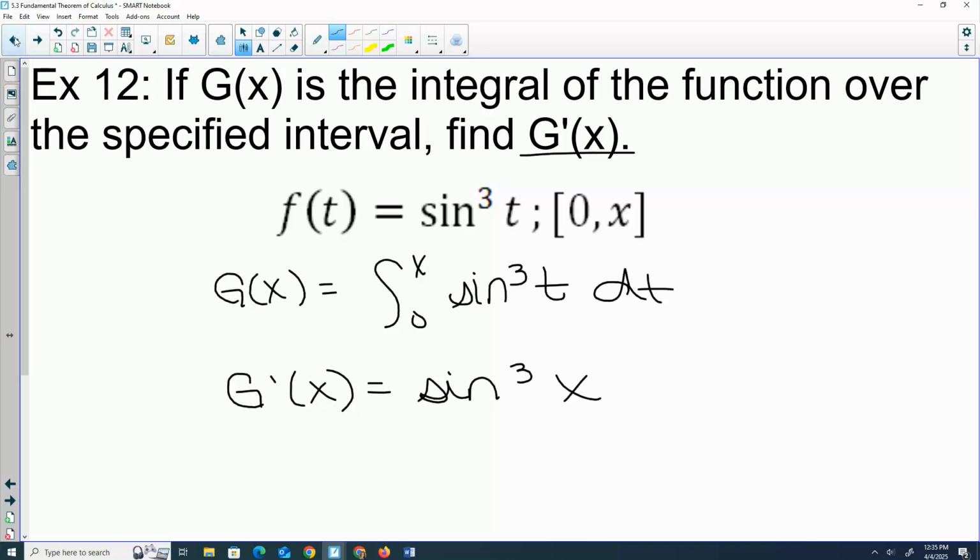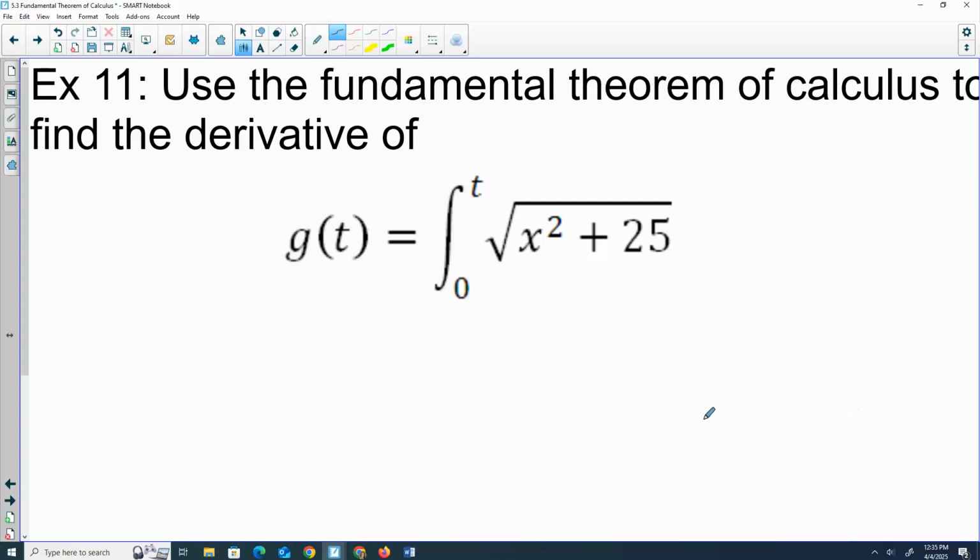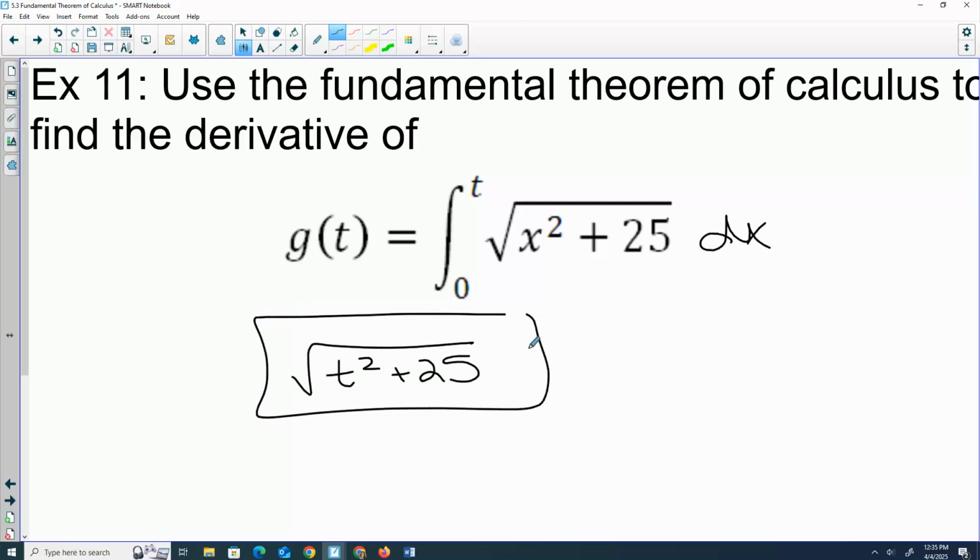Alright, let's go backwards. Problem 11. If I asked you to find the derivative of this one, oops, there should be a dx on the end of that. Pretend there is. The radical of q squared plus 25, because the derivative cancels our integral. Alright. Is that okay?